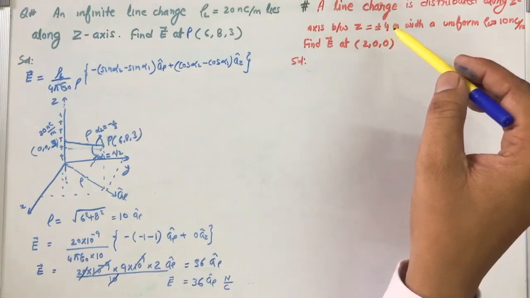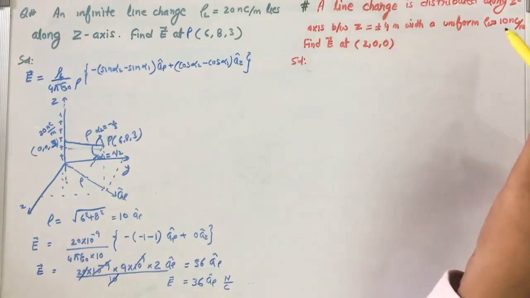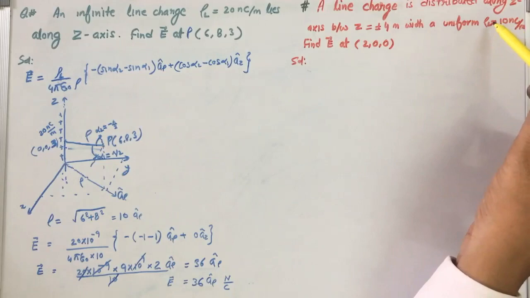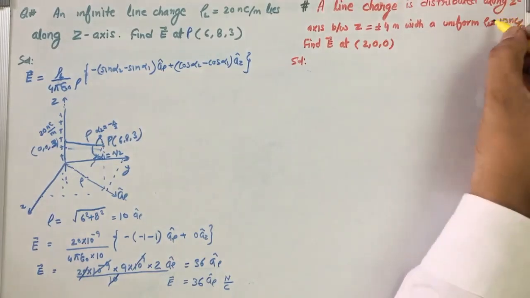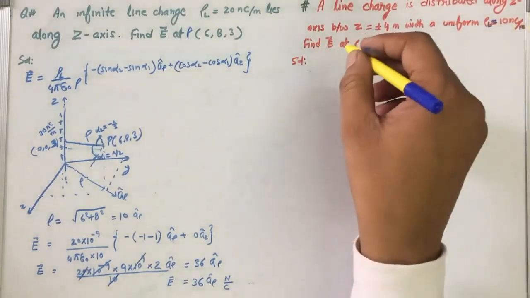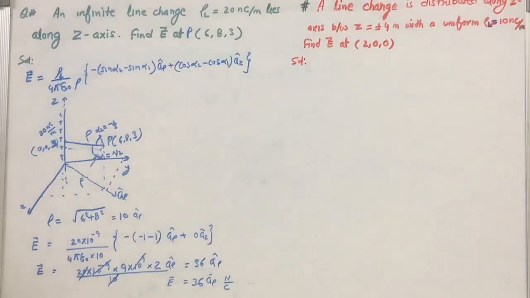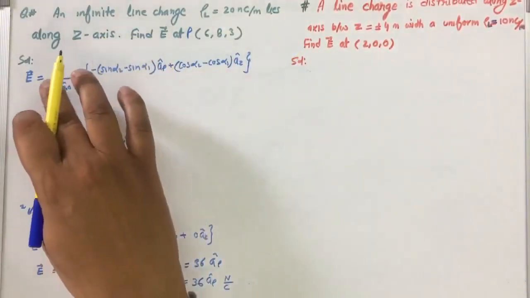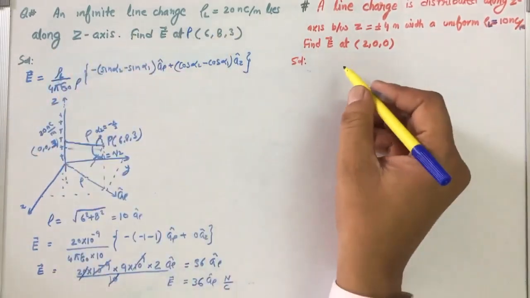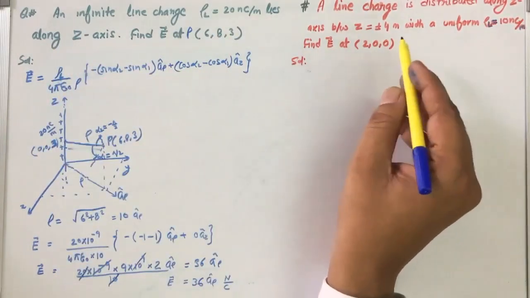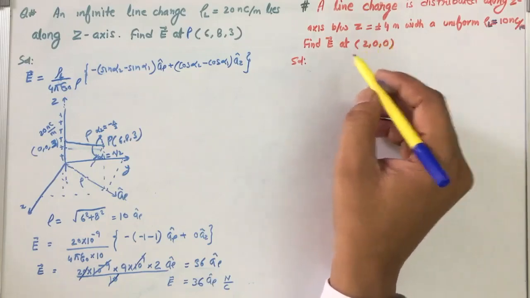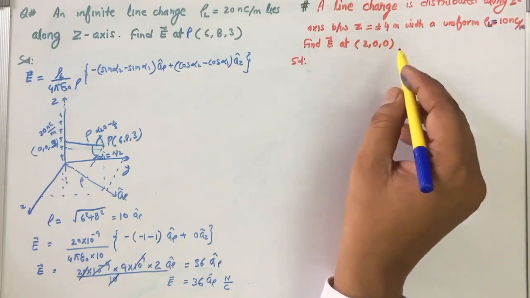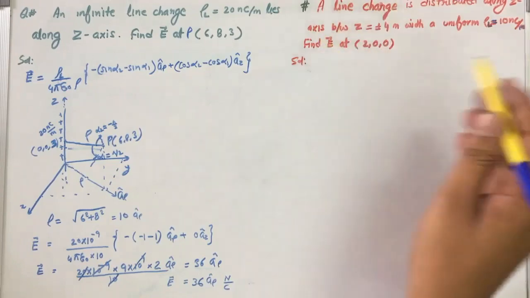Now let us do another problem. A line charge is distributed along the z axis between z equal to plus minus 4 meter with a uniform line charge density 10 nanocoulomb per meter. Find E at this point. The formula is the same, we just have to put the values in this standard formula. So first draw the image that can replace this problem.